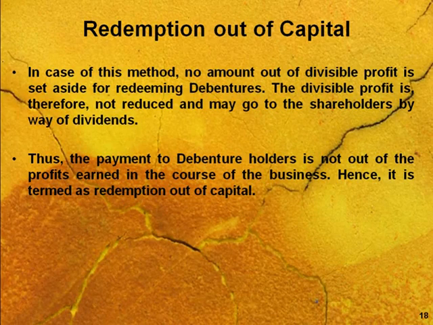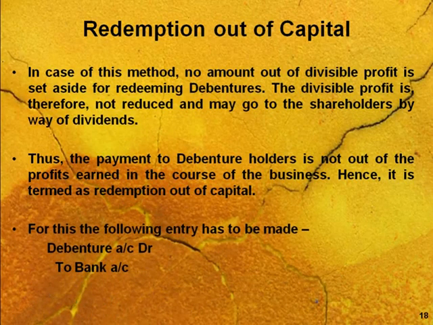In the earlier method, company used their profits for redemption and they have not paid anything for dividend from the shareholder's point of view. But in this case, all divisible profit will go for dividend to the shareholder and capital will be used for redemption. And for this, the following entry will be passed: debenture account debit to bank.